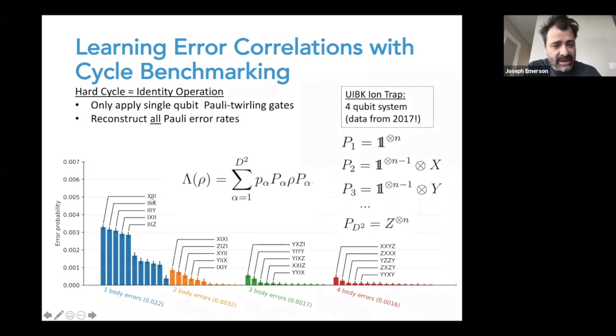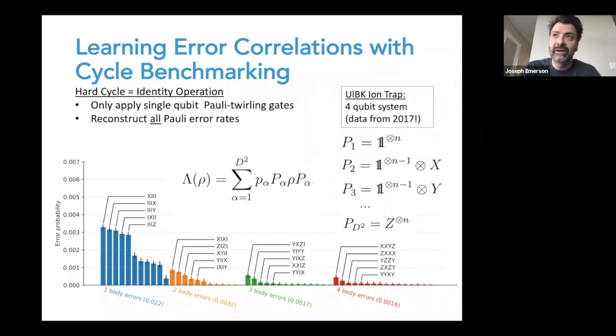So this is just an X error. The dominant error is just an X error on qubit 1. The next dominant error at 0.3% probability is an X error on the 4th qubit and so on. And then in orange, you have two body errors. So the two body errors are, if the errors are independent, then the two body errors should be quadratically suppressed relative to the one body errors.